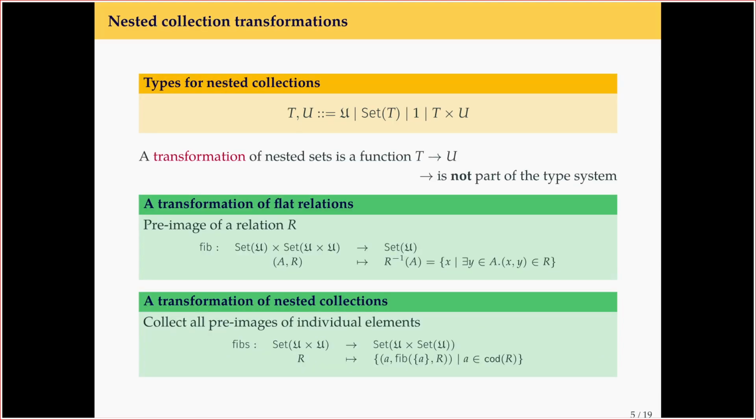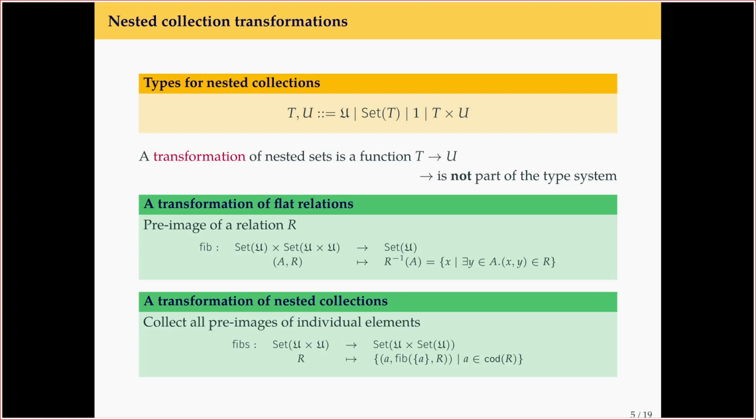What we call a nested transformation is then nothing more than a function with a fixed input and output type, taking nested sets to nested sets. Here are the two running examples I will use throughout the talk. The first one does not involve nesting. It takes a set A to its preimage via an input relation.